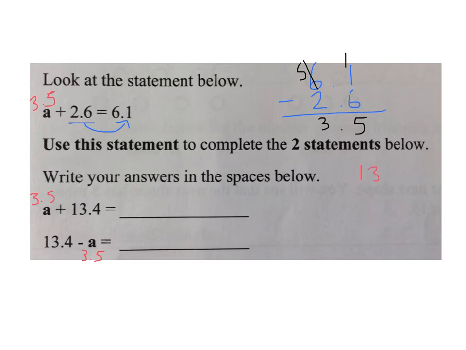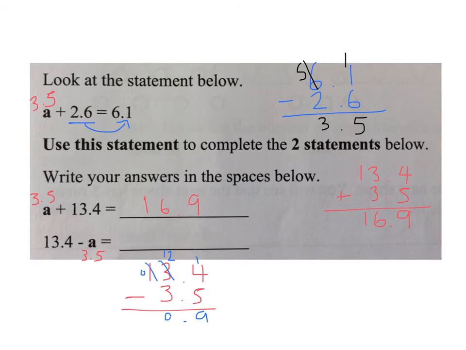So 13.4 plus 3.5. 4 and 5 are 9, decimal points all kept in a line. 3 and 3 are 6, and 1. 16.9. And my last question, 13.4, and we're subtracting 3.5. 4 take away 5 we cannot do, so a little bit of exchange. 14 take away 5 is 9, keep your decimal points in a line. 2 take away 3 you cannot do, so more exchange. 12 take away 3 is 9, so your answer for the second question is 9.9.